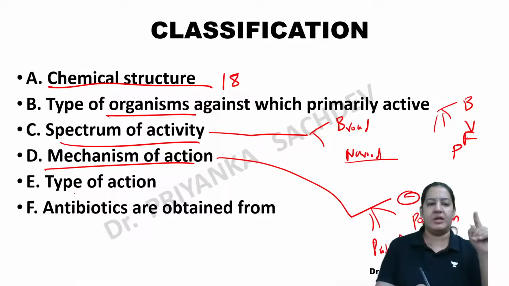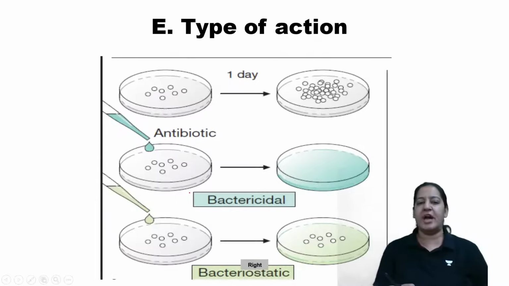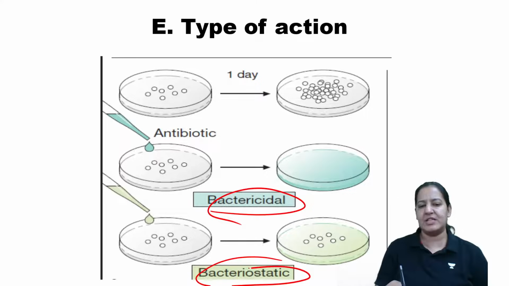Now coming to the fifth classification, the type of action. What is their type of action? Based on their type of action, there are two types, bactericidal and bacteriostatic. What do you mean by bactericidal and bacteriostatic?